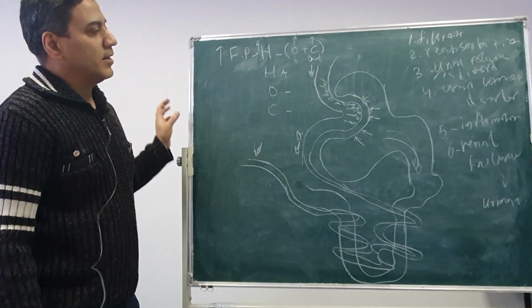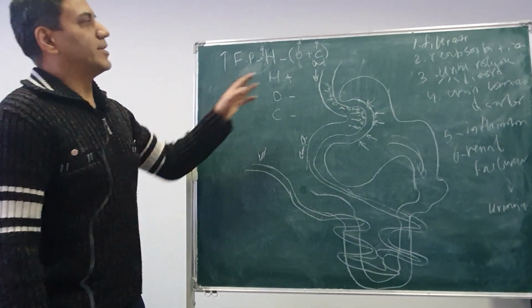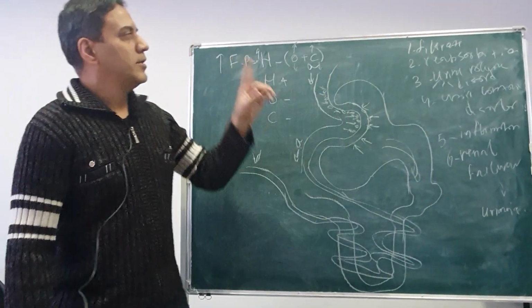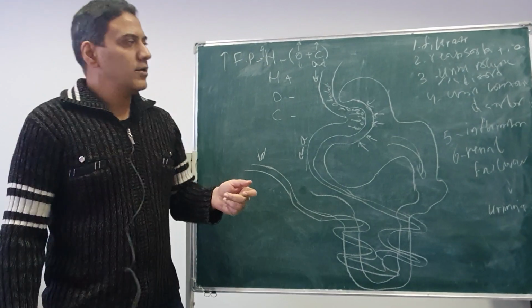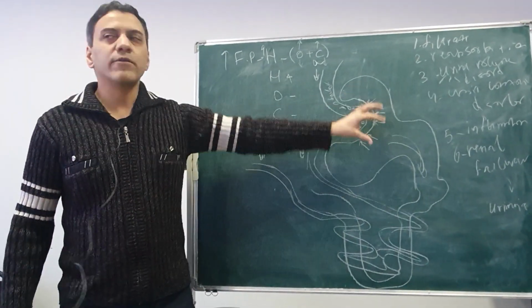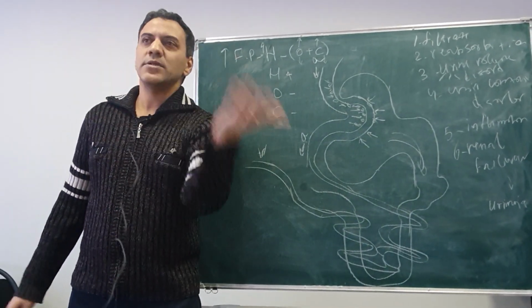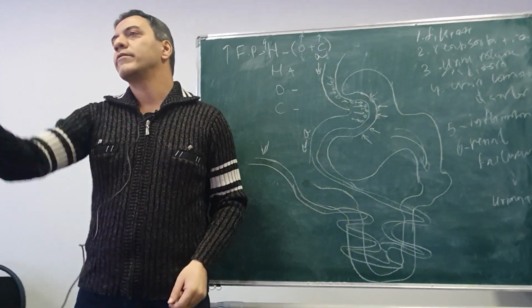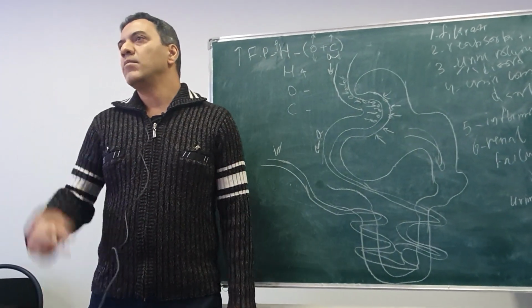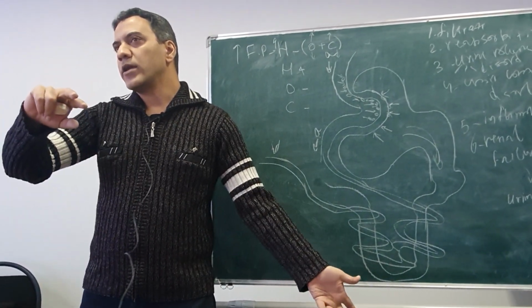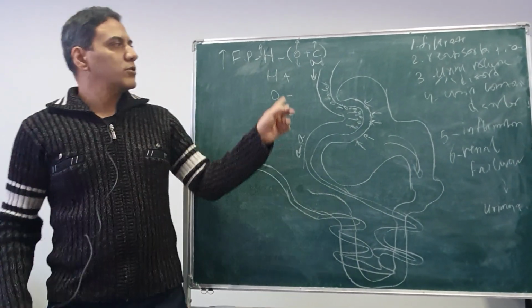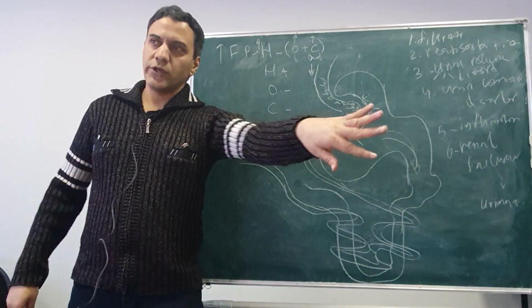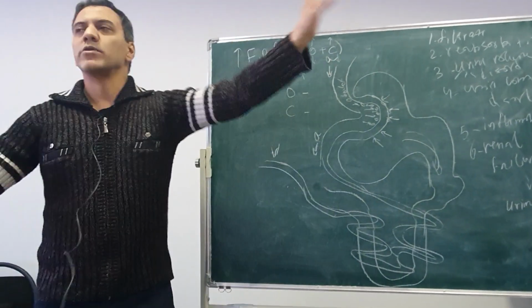This is about filtration disorder. Hypofiltration could also develop when we have fewer nephrons. How many nephrons are in one kidney? A million or 1.5 million, yes? When they become less, it will also lead to hypofiltration. This is about filtration disorder.